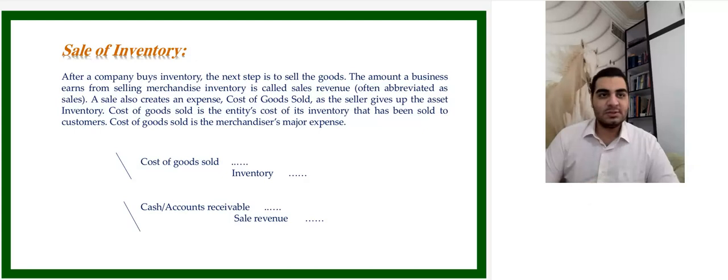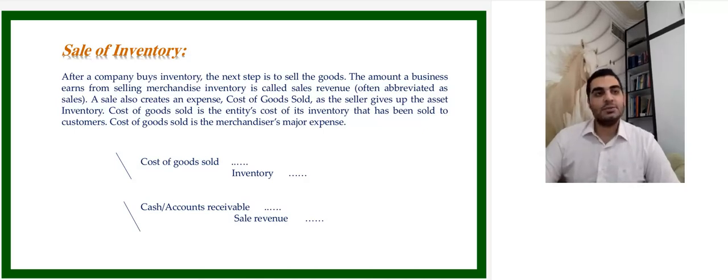And a sale also creates an expense, as you all know. It's called cost of goods sold, CGS. As the seller gives up the asset inventory, we have CGS. In other words, as you remember, I discussed this matter with you, that when an asset becomes an expense, it is consumed. It's exactly the same here. So our cost of goods sold is the entity's cost of its inventory that has been sold to our customers. And you need to know that cost of goods sold is a merchandiser's major expense. It's very big and huge.